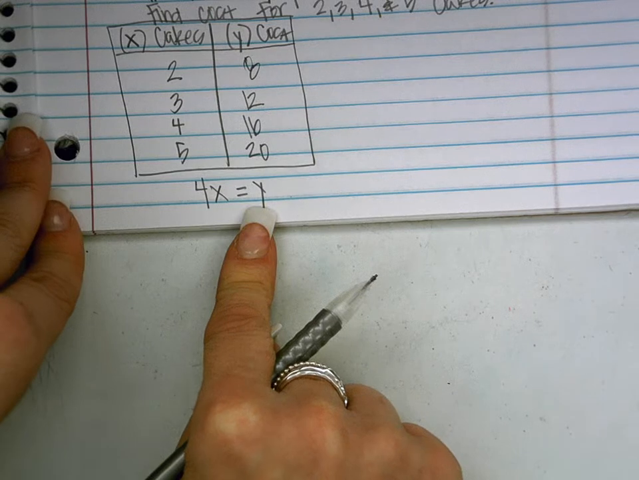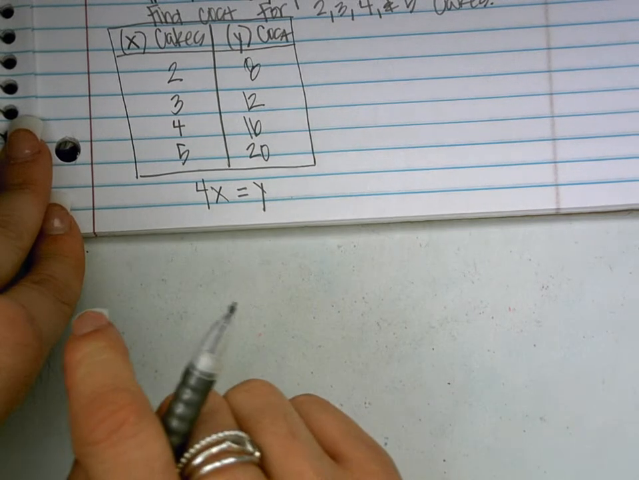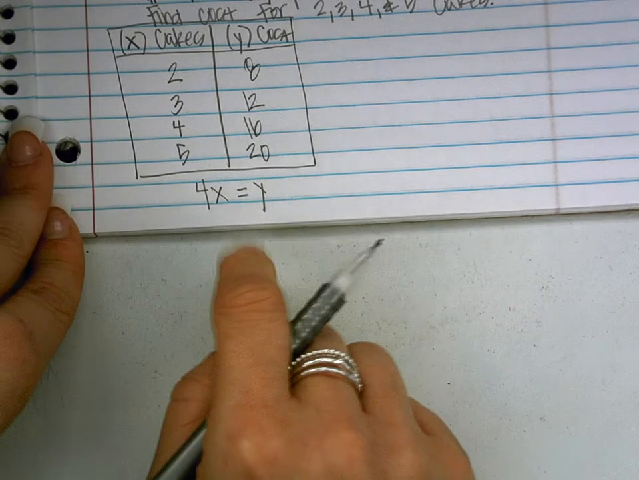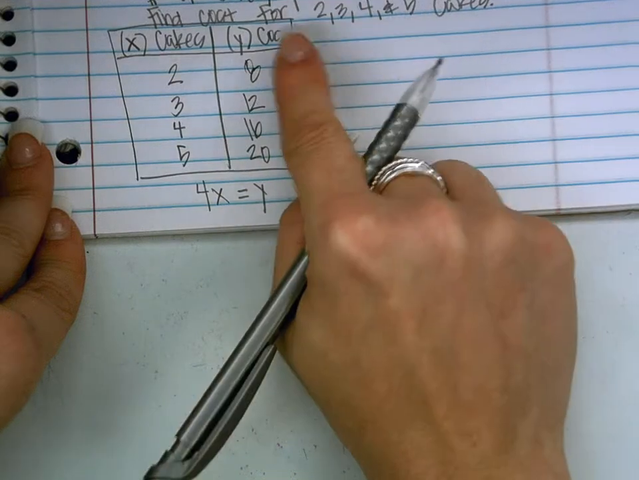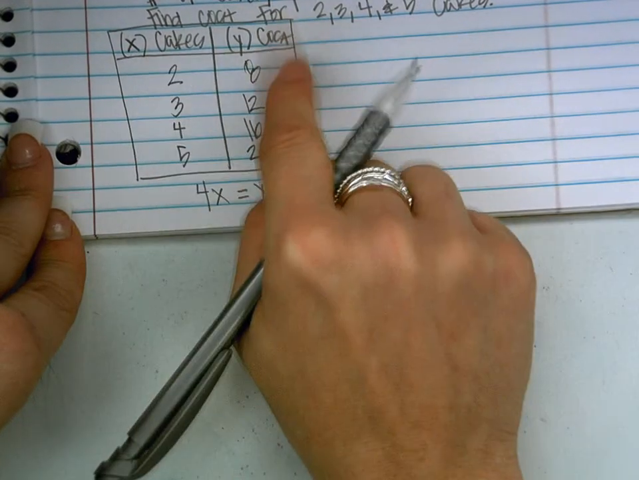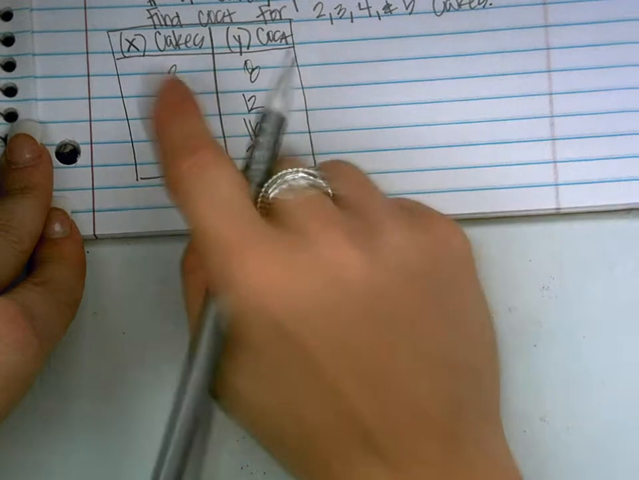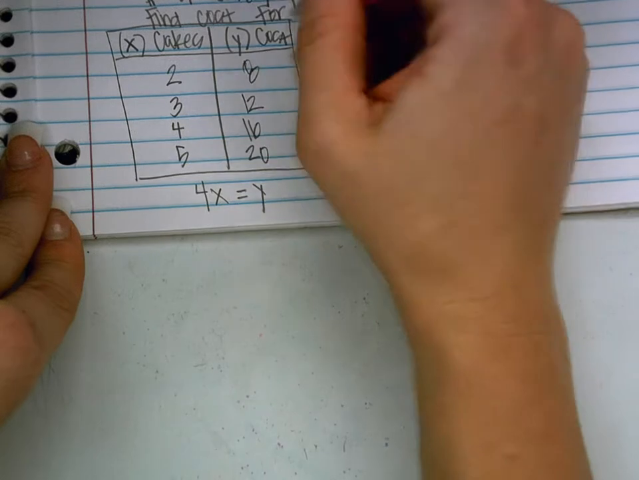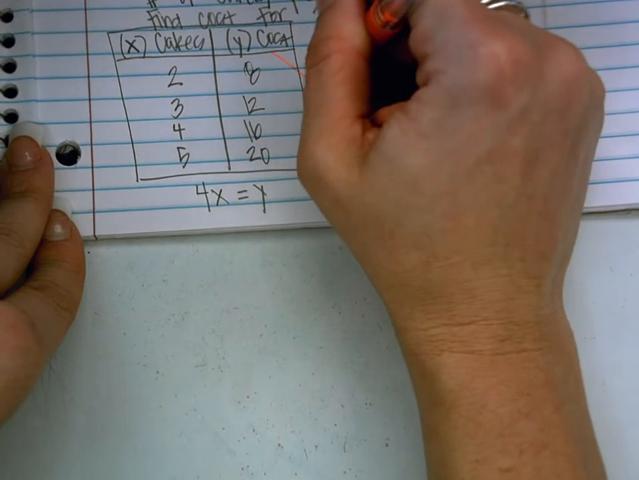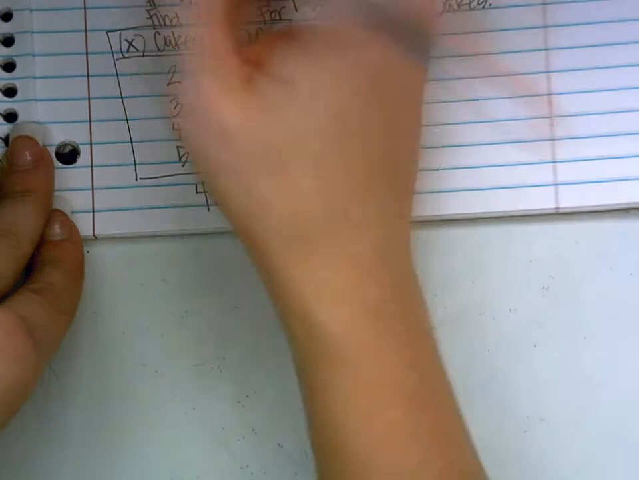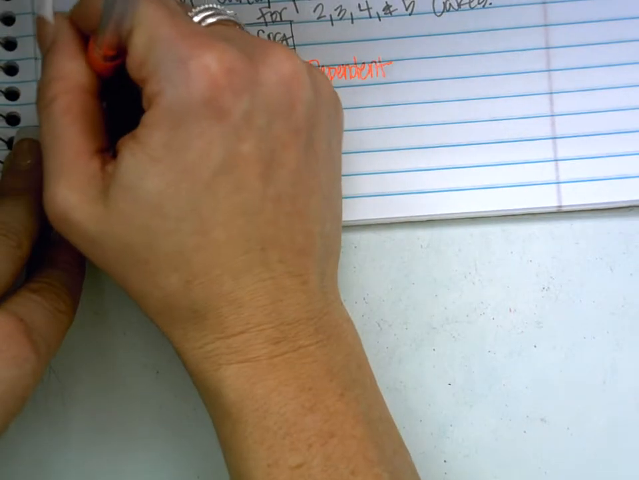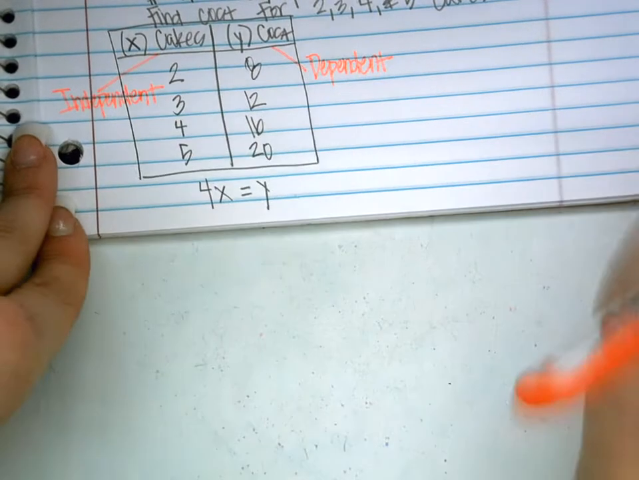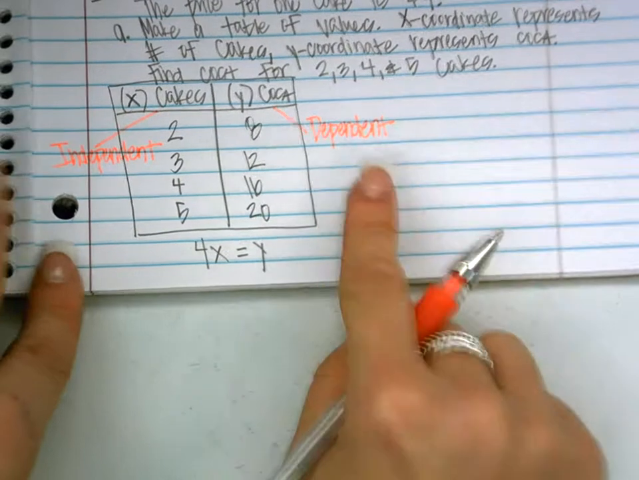This is called independent and dependent variables. Which one of these do you think is independent? Does the number of cakes depend on the cost, or does the cost depend on the number of cakes? The cost. So the cost would be independent or dependent? Dependent. Okay, this would be dependent. And this one is independent. Independent means you can change it. You decide what the independent number is, but someone else is telling you how much it's going to cost, basically.